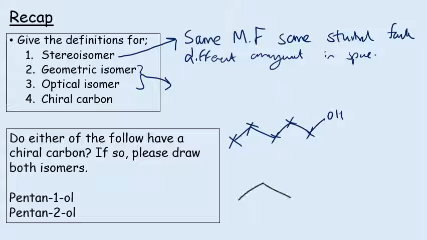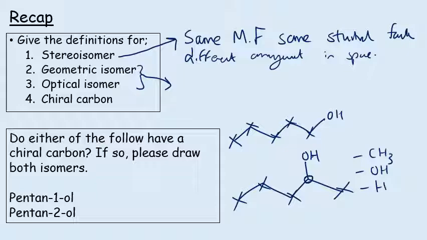Pentan-2-ol. Again, I can very quickly get rid of the CH2s and the CH3s. CH3s, CH2s, definitely not chiral. This one, however, is making me think because it has a CH3 group attached to it. It has an OH group attached to it. It has an H attached to it. And it has a C3H7. So this is in fact a chiral carbon. Okay, so now let's draw the two enantiomers.